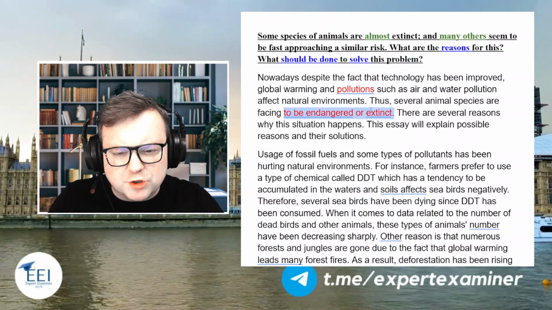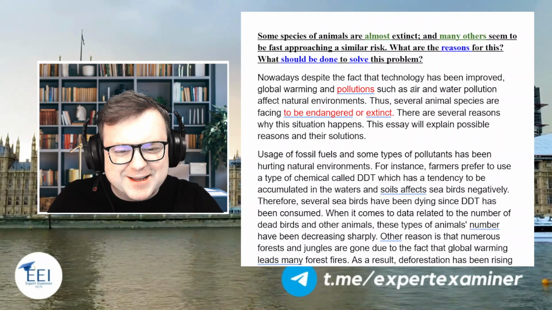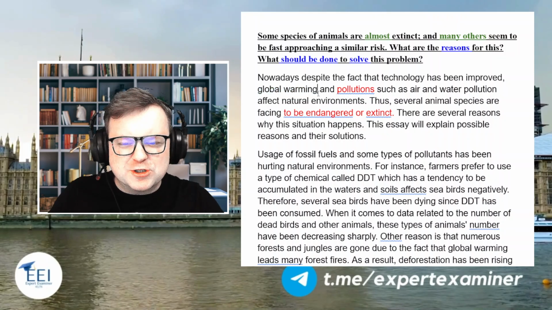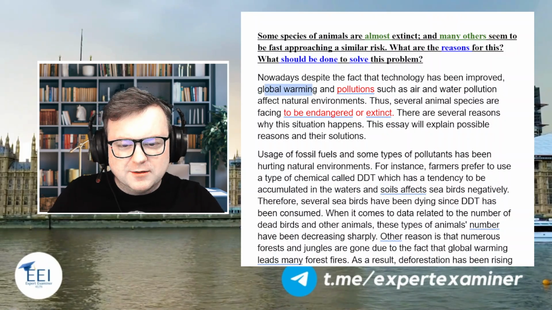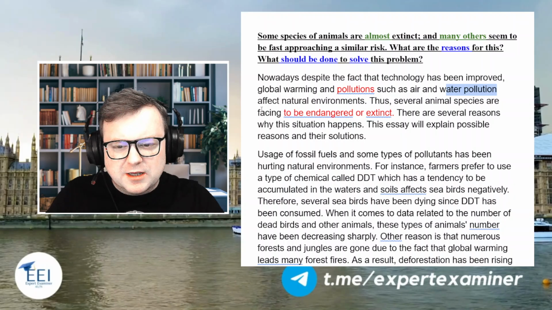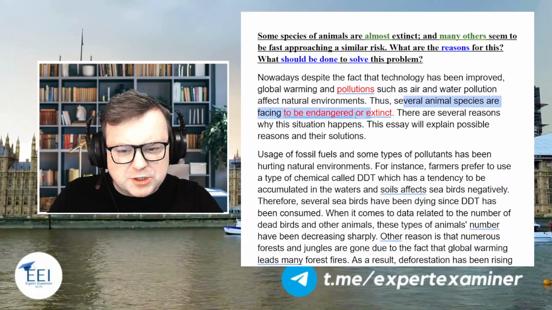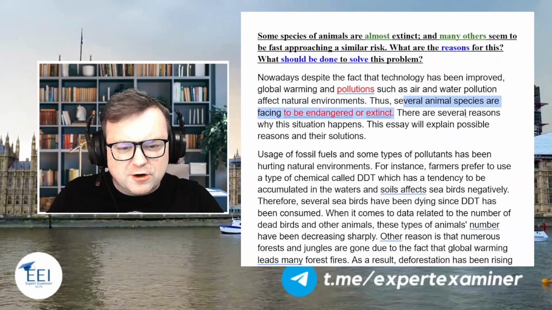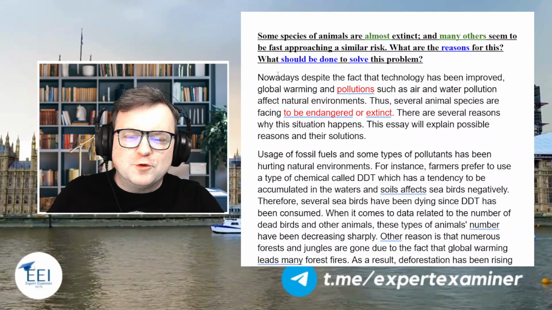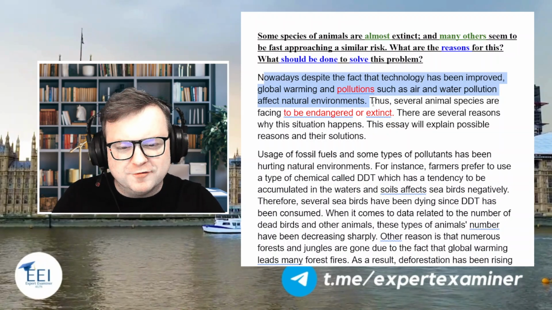So that's an odd choice there. There are several reasons why this situation happens. Yeah, you've already said air, water pollution, global warming. So it seems strange that you say global warming and pollution, like air pollution and water pollution, have an effect on natural environments, and that's why a lot of animal species are dying. There are many reasons why this happens. You've already given the reasons, and so that has what I would say an illogical flow.